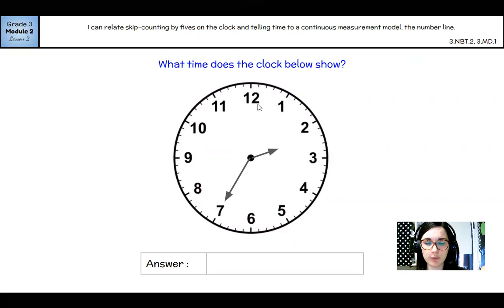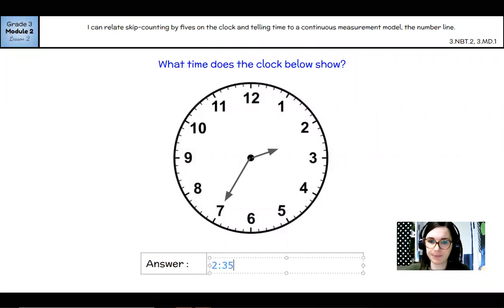So 2 o'clock, 2:05, 2:10, 2:15, 2:20, 2:25, 2:30, 2:35. So it is 2:35. We're going to put that right down here.